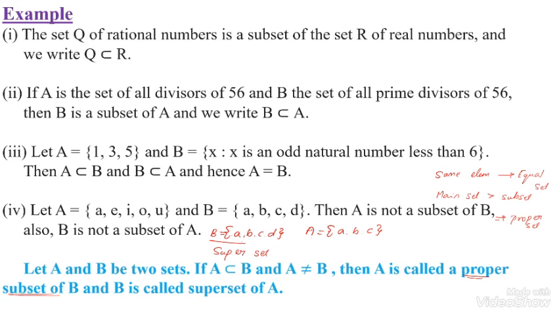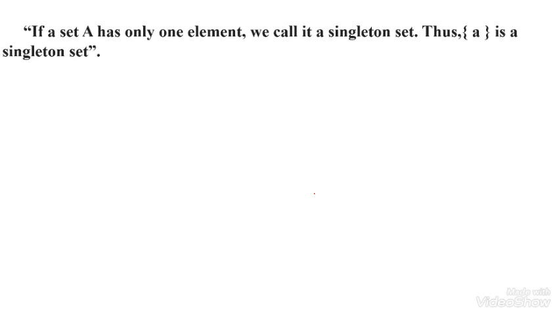If B is the main set, and from the main set I prepare one set A, and A contains fewer elements than the set B, that time A is called the proper subset and B is called the superset. Okay, it is clear. Now let us move on to the next concept.